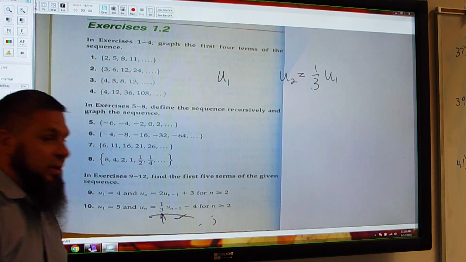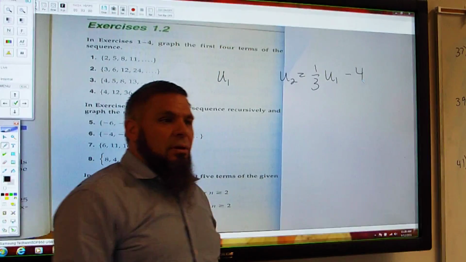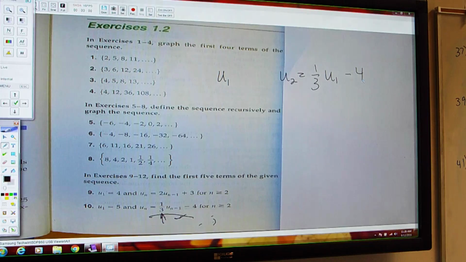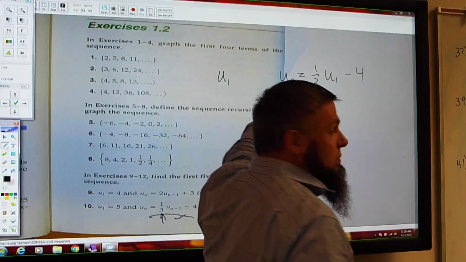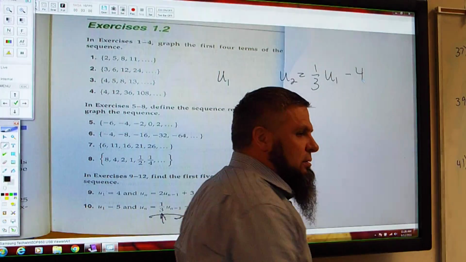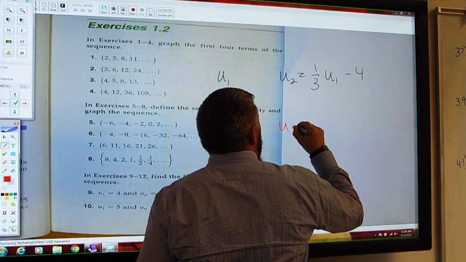Then what are we going to do to it? Subtract by 4. That's it. Do you see that? And that's for number 2. So that's to find U2. Now, I don't care about the numbers yet. Help me out with what is U sub 3 then?